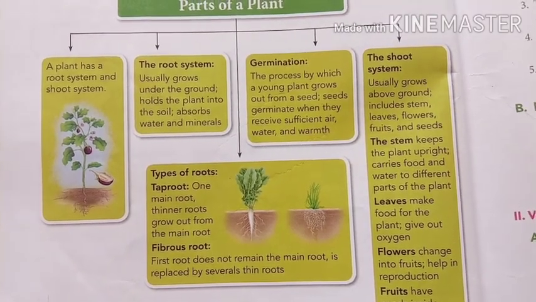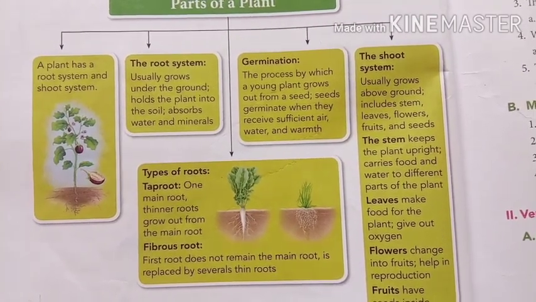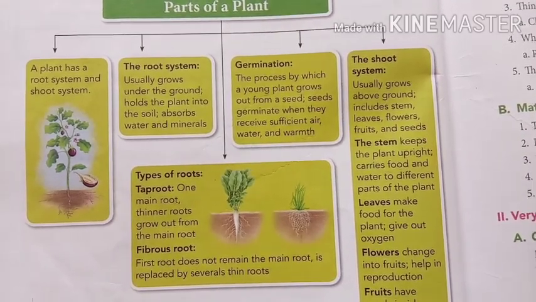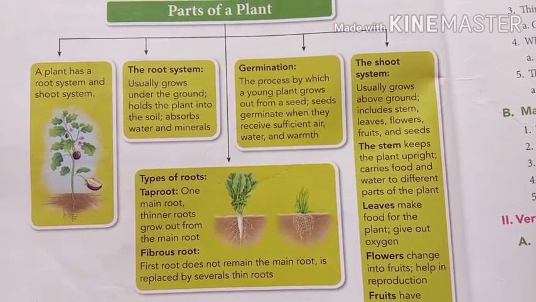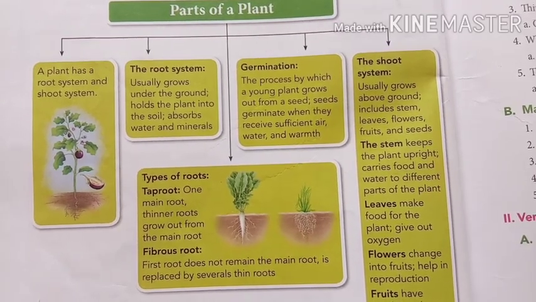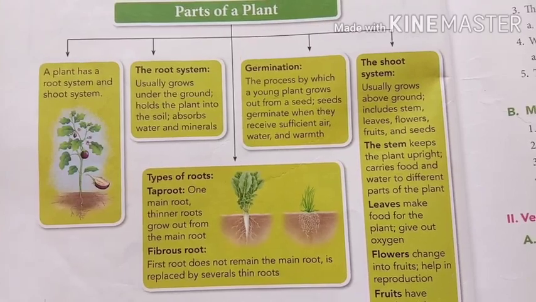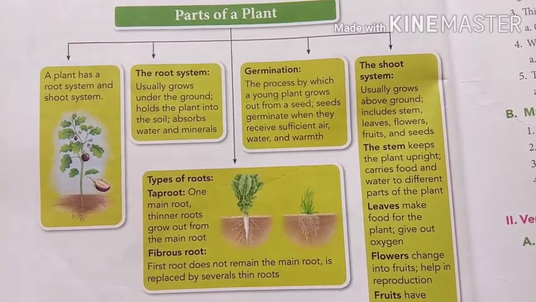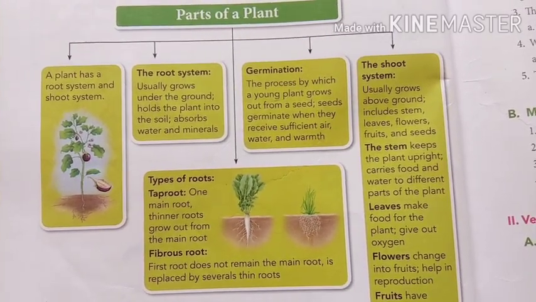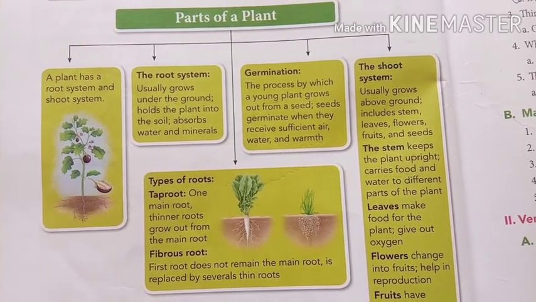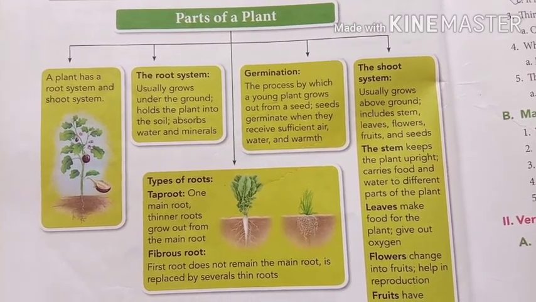Right. Then we have learned about shoot system. Usually grow above the ground, includes stem, leaves, flowers, fruits and seed, right. Shoot system क्या होता है? Which grow above the ground, right. और कौन से parts हैं उसके अंदर? Stem, leaves, flower, fruits and seeds.